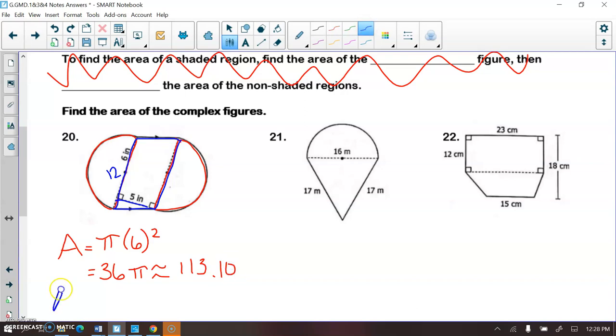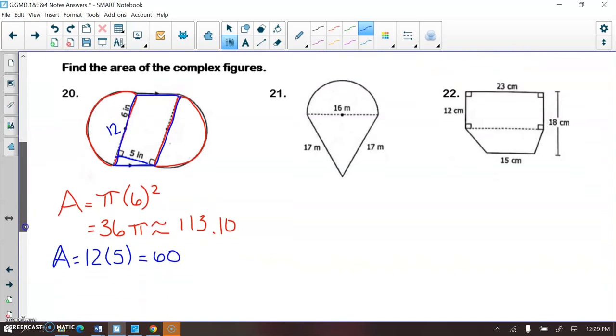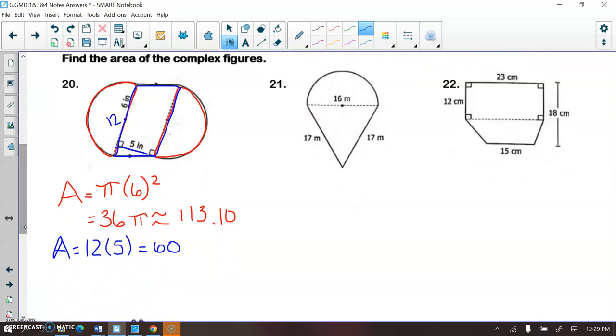And then doing the area of the parallelogram, my base is 12 and my height is 5. 12 times 5 is 60. So then we're going to add these two areas together to find the area of the total, which is approximately 173.1 inches squared.